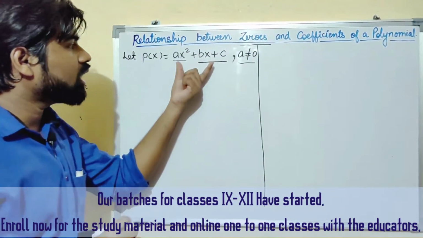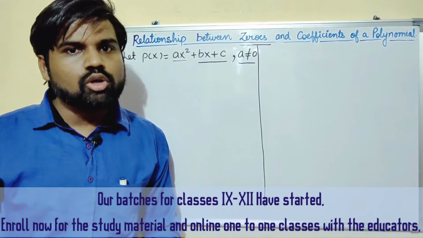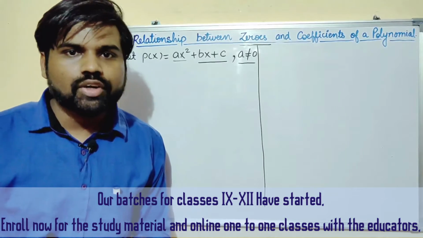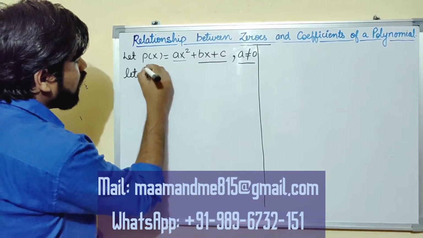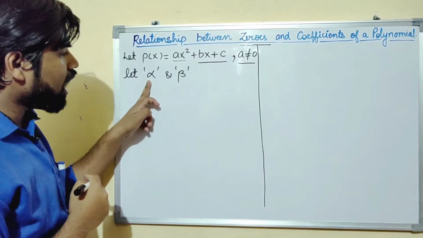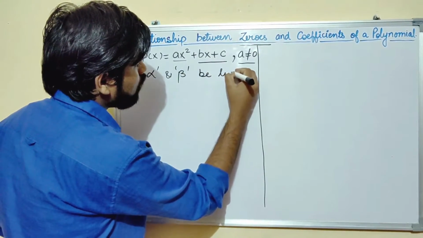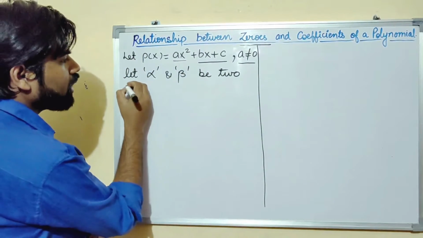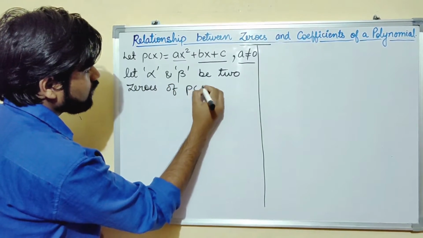Now since you know that the degree of this polynomial is 2, that means there will be 2 zeros for this polynomial, right? We discussed this in the previous video. Now let us assume 2 zeros. Let alpha and beta, these are two Greek letters, okay, alpha and beta, be the 2 zeros of p(x).